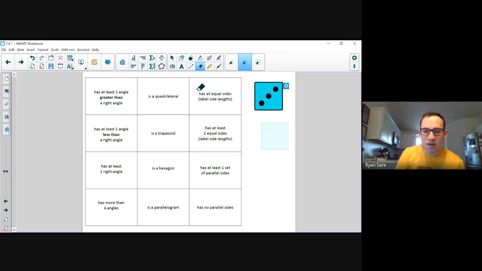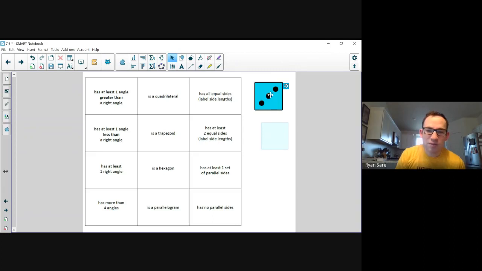So this one: all equal sides, so that all the side lengths are the same; has at least 2 equal sides; has at least one set of parallel sides; and has no parallel sides. Okay, now let's just roll this and see what we get and see if it's even something that's possible.